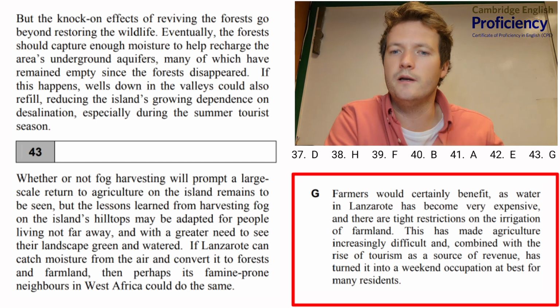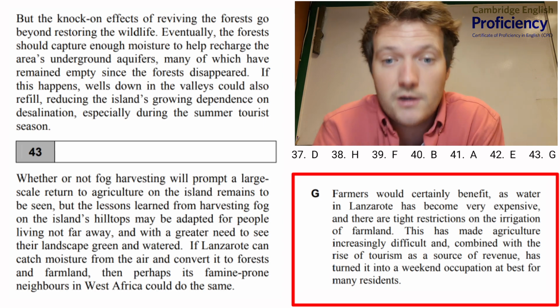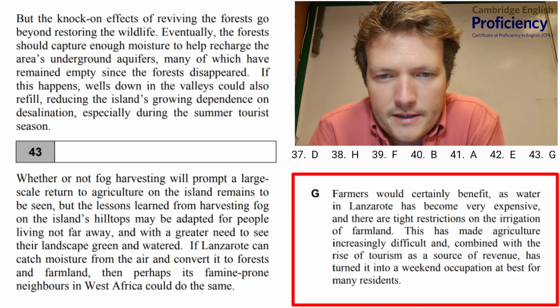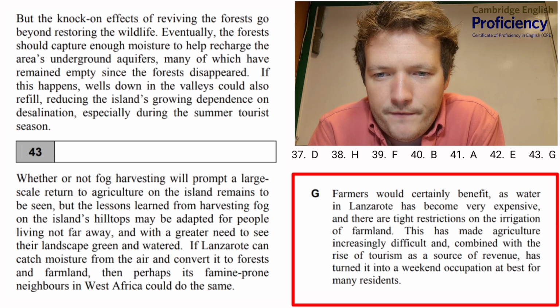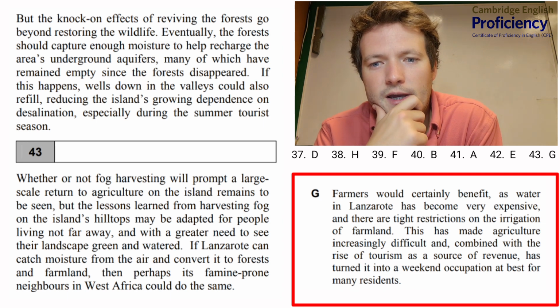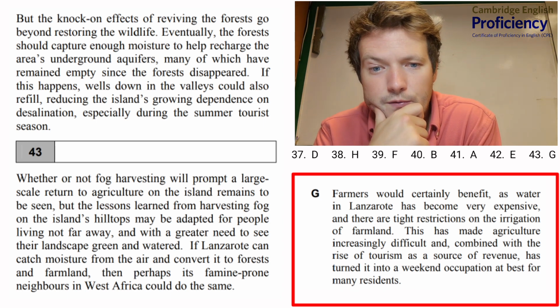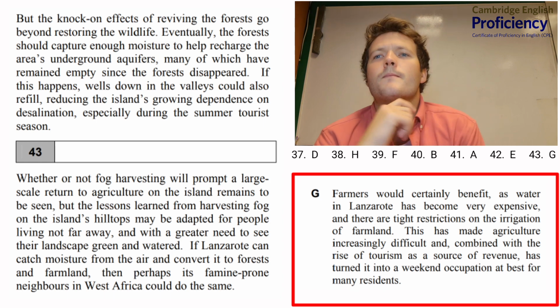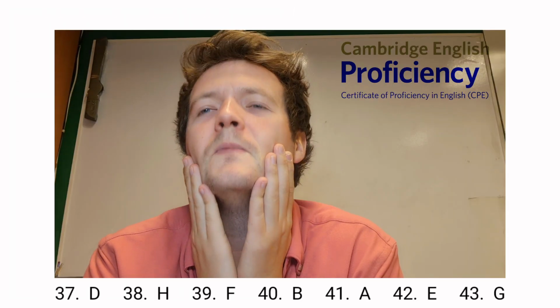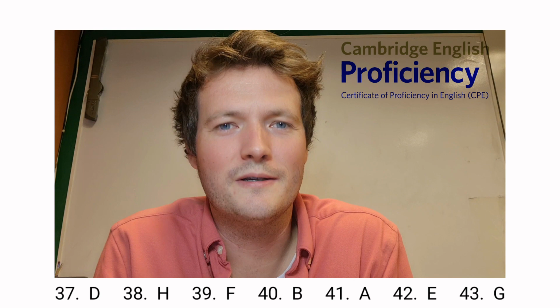But the lessons learned from harvesting fog on the island's hilltops may be adapted for people living not far away and with a greater need to see their landscape green and watered. If Lanzarote can catch moisture from the air and convert it to forests and farmland, then perhaps its famine-prone neighbours in West Africa could do the same. Famine-prone, I don't think that's the term I've heard before. As though they decide to be starving.